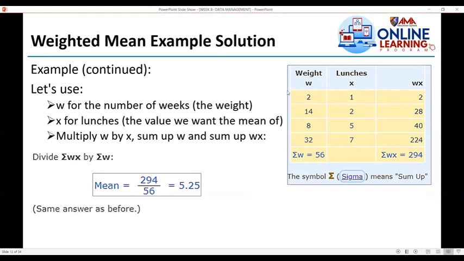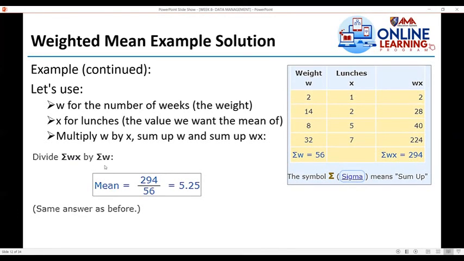And then for the product of W and X, we have to multiply each cell of W and X, and we're going to get the product of W and X, which is, for example, in the first row, 2. 1 times 2 is 2, 2 times 14 is 28, 5 times 8 is 40, and 7 times 32 is 224. And afterwards, we have to get the summation of each column. So for the first column, the summation of W is 56, and the summation of WX is 294. The capital letter sigma means sum up, summation, or totality.